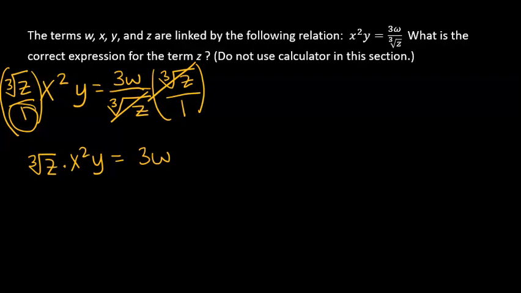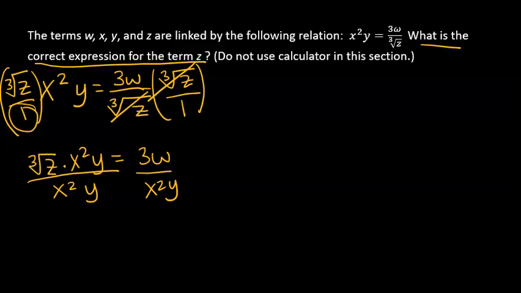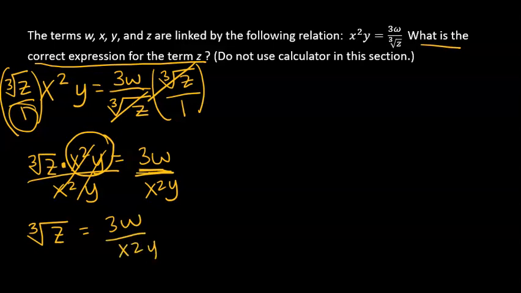I mean, we're doing great so far. Of course, the goal is to isolate Z, right? It's asking that in a really subtle, tricky way. So I'm going to go ahead and get rid of the X squared Y on both sides. Anytime you move anything to the other side of the equal sign, you do its opposite. My goal was to get rid of the X squared Y, and it's being multiplied, so I'm going to do the opposite. That's why I chose division. So now I have cube root Z equals 3W over X squared Y.